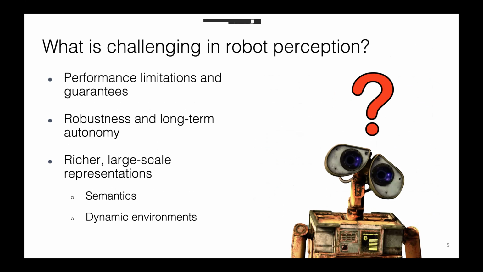Then, things like robustness and long-term autonomy. So how can we actually have SLAM systems that operate in the wild for extended periods of time without breaking when we get a single bad measurement, let's say? And then finally, developing richer large-scale representations, including leveraging semantics and being robust to things like dynamic environments.